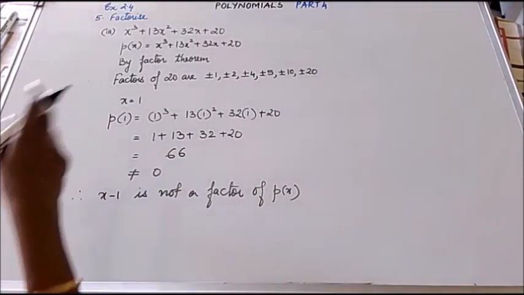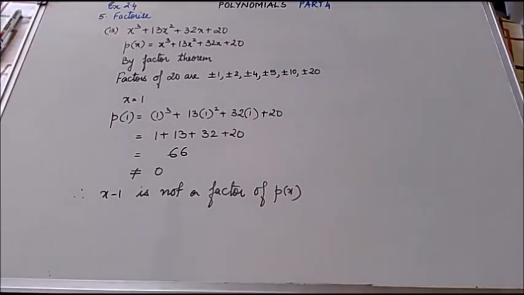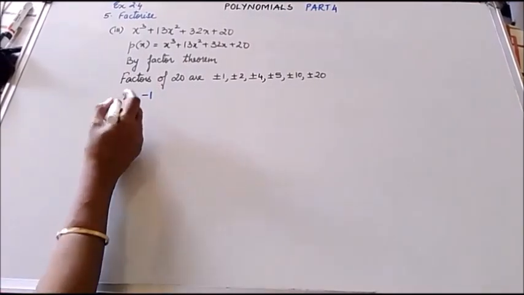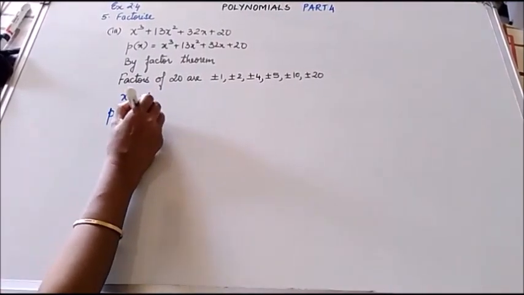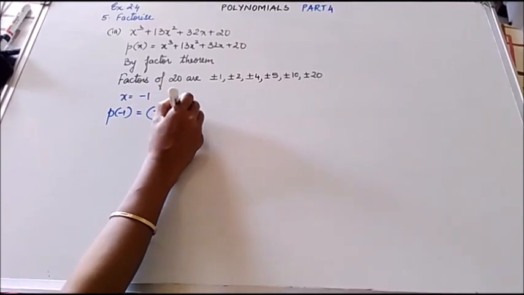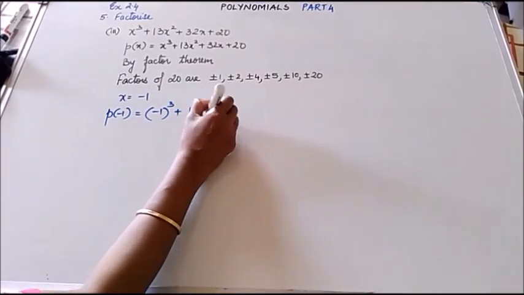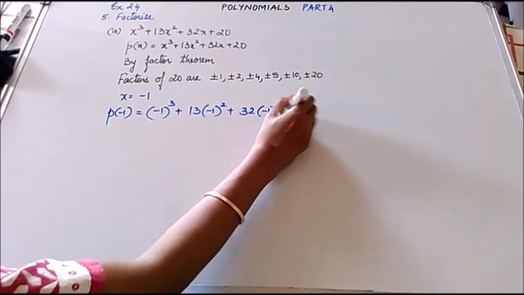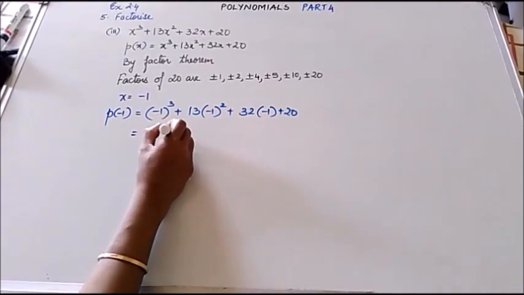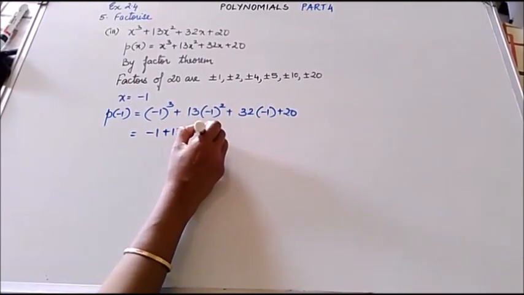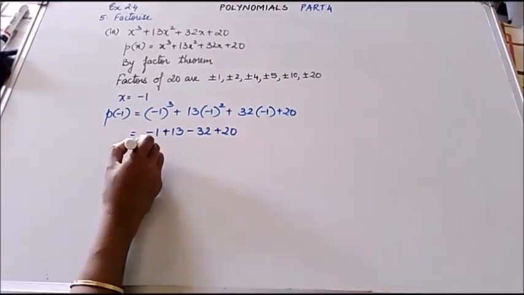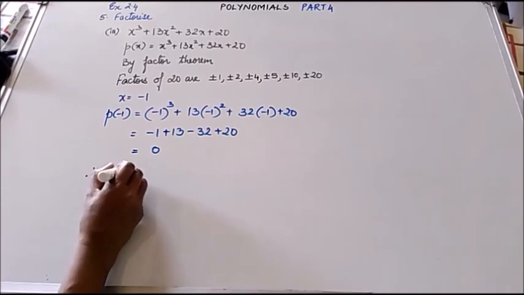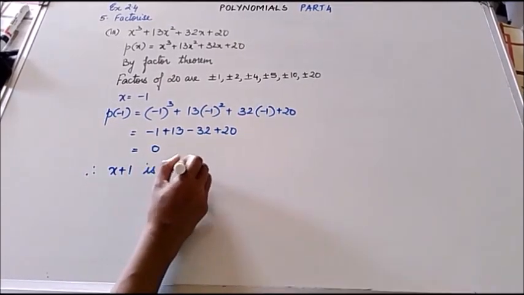So next we will take x equal to minus 1. P of minus 1 is equal to minus 1 the whole cube plus 13 into minus 1 the whole square plus 32 into minus 1 plus 20. Minus 1 plus 13 minus 32 plus 20. This will give me equal to 0. Since P of minus 1 equal to 0, therefore x plus 1 is a factor of P of x.